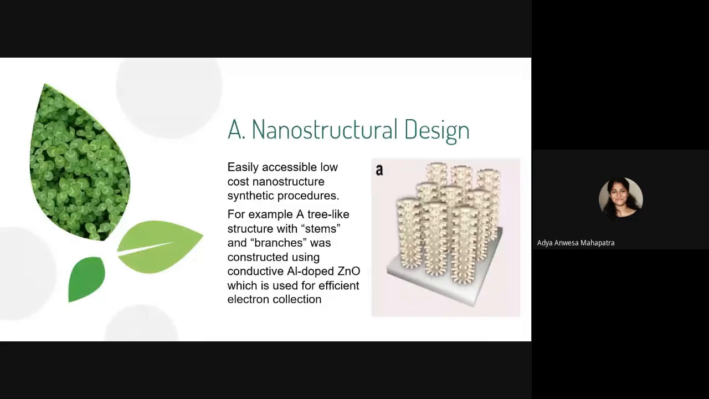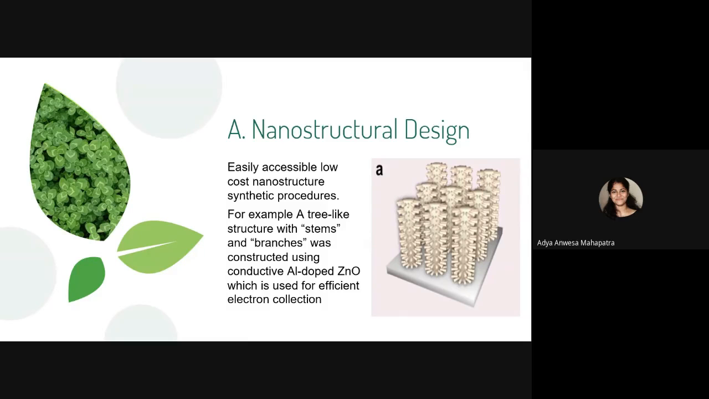For example, a tree-like structure that you can see in the diagram here, with stems and branches, was constructed using conductive aluminium-doped zinc oxide, which was then used as an efficient electron collector. This tree-like structure helped in enhanced light trapping, larger surface area, and better electron-hole separation. Many other such structures have been reported in scientific articles. They are made out of mainly earth-abundant oxides such as titanium dioxide, tungsten trioxide, and ferric oxide.